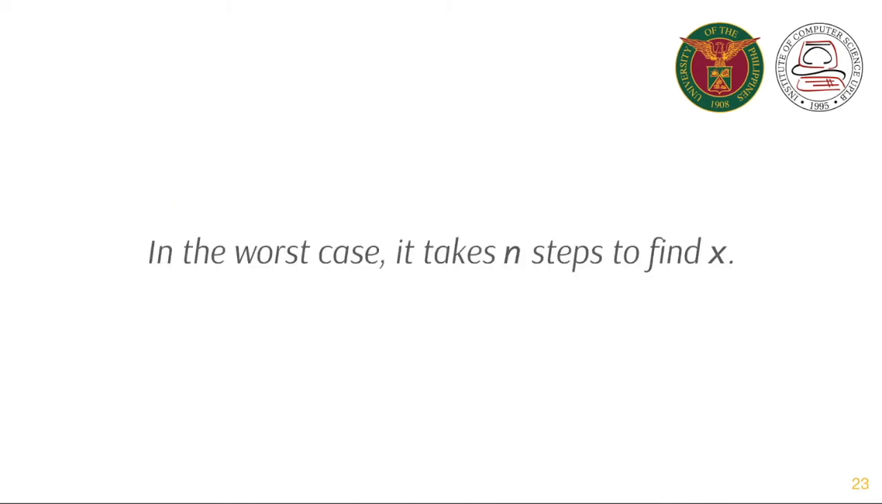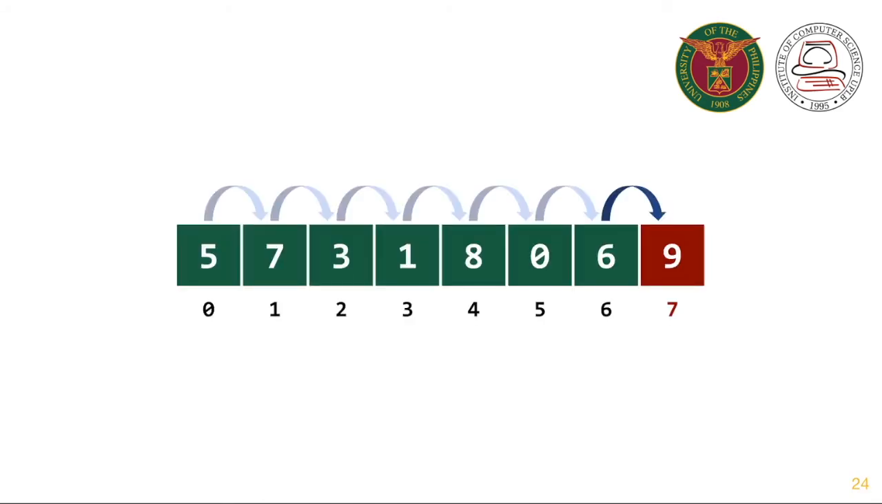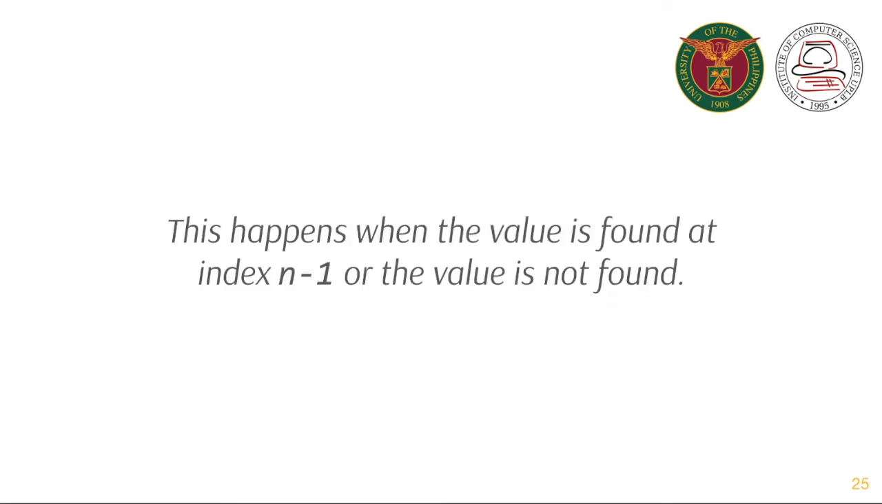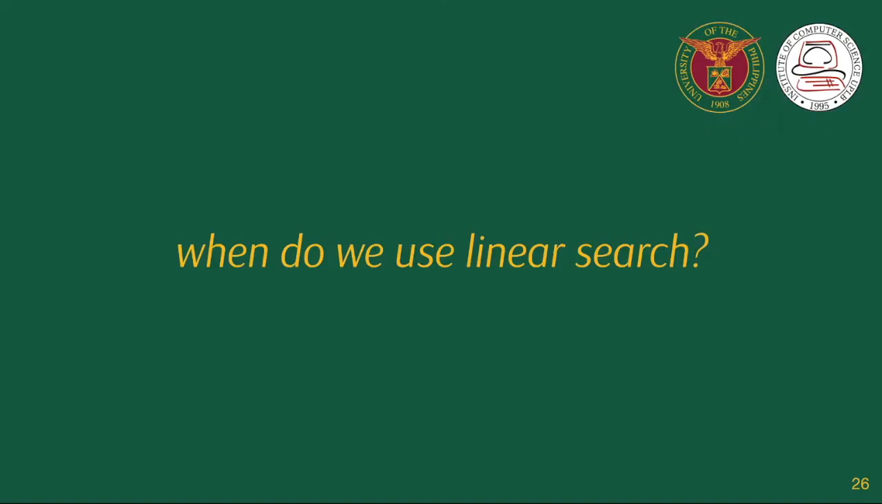In the worst case, we will be traversing the entire list in order to find the value. It will take n steps, where n is the size of the list, to find the value. Here, 9 is the last item in the list and it takes 8 steps to find 9. The worst case happens when the value is found at the last index or the value is not in the list.